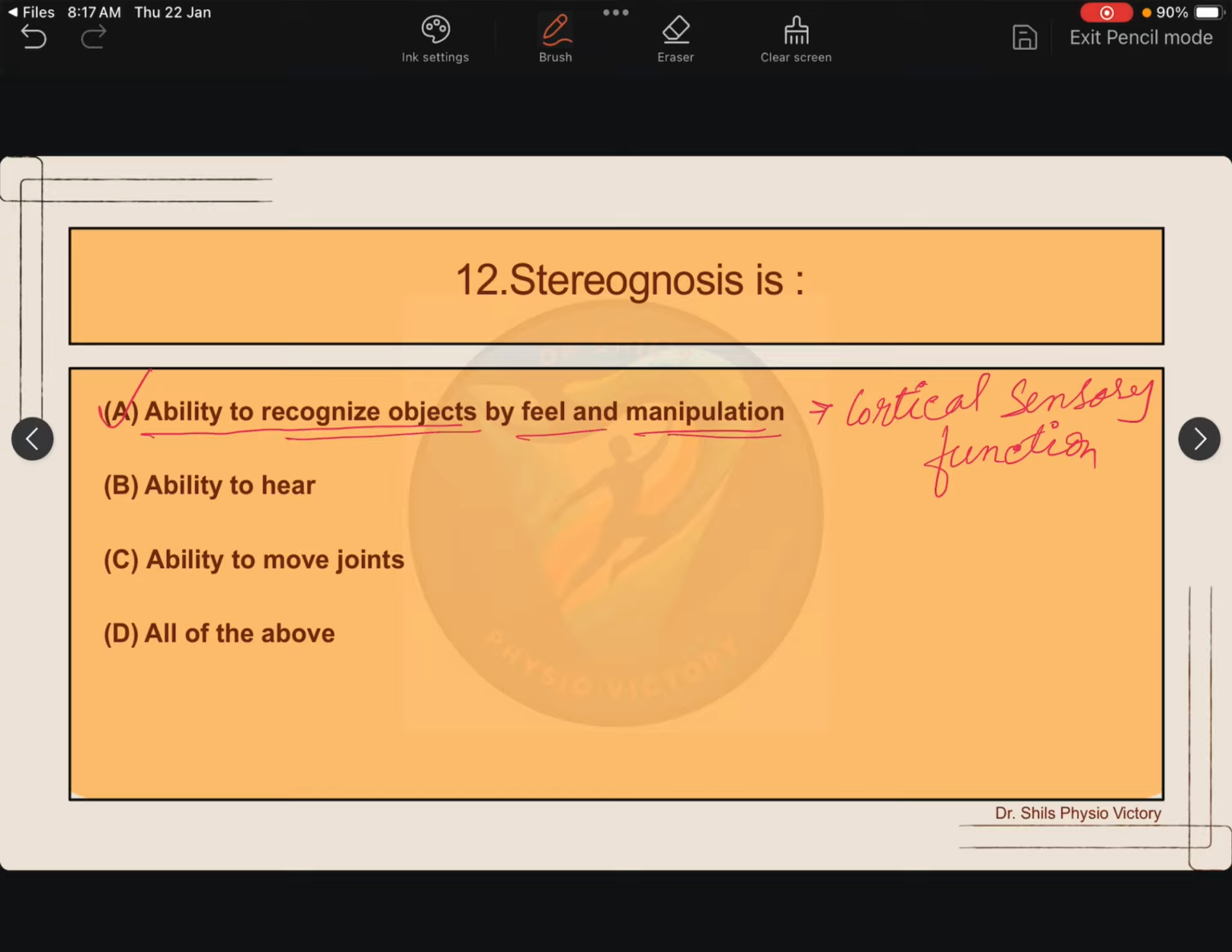It requires touch, pressure, and proprioception. Hearing is basically auditory cortex. Joint movement is motor function.